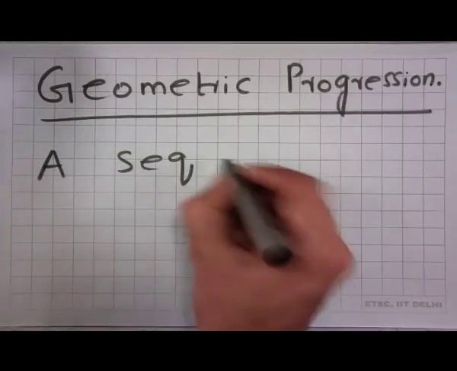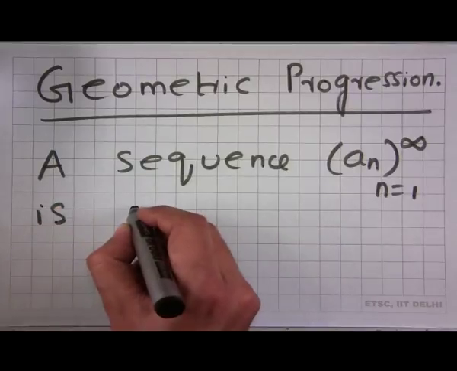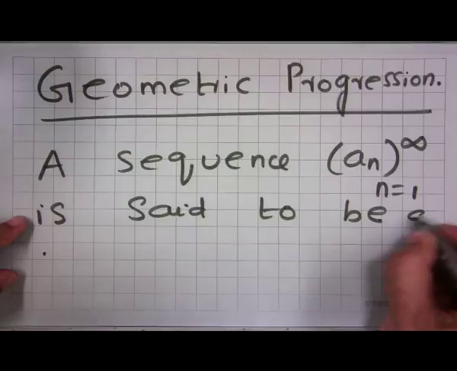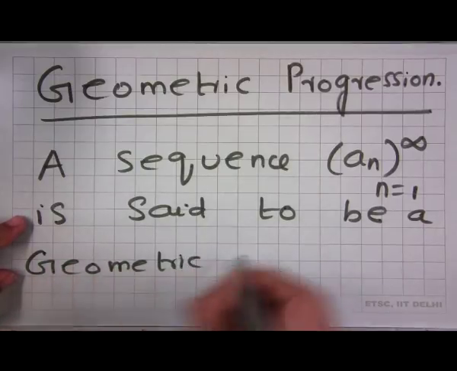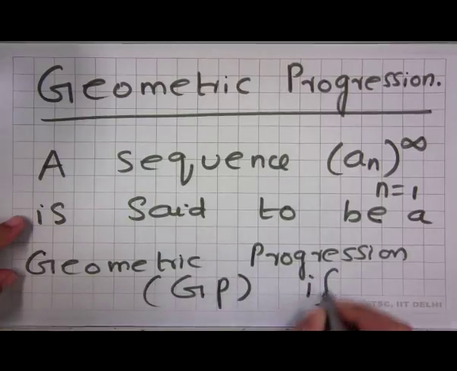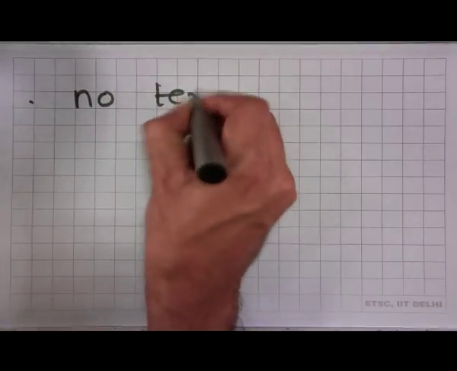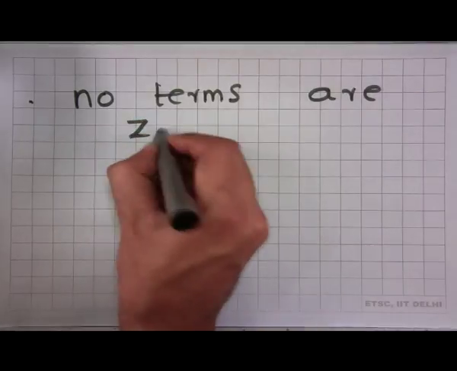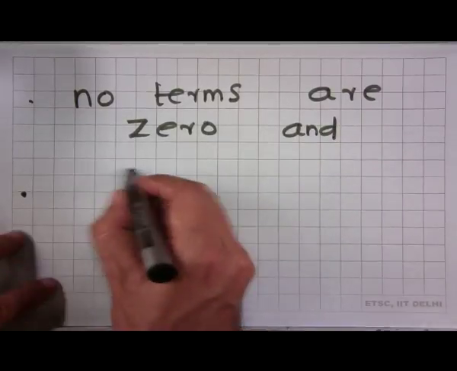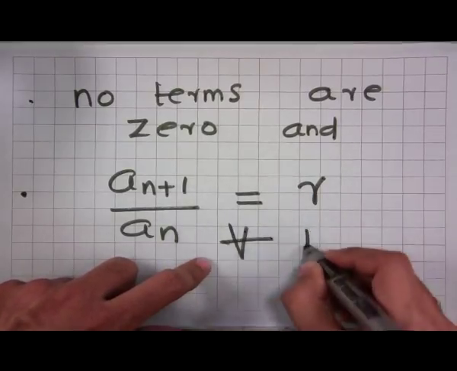A sequence a_n, n equal to 1 to infinity, is said to be a geometric progression, GP for short, if no terms are 0 and a_(n+1) by a_n, the ratio of two successive terms, is equal to r for every n element of N.